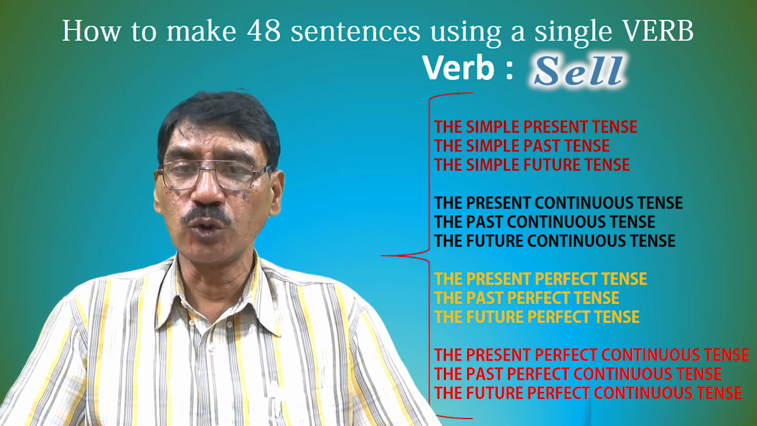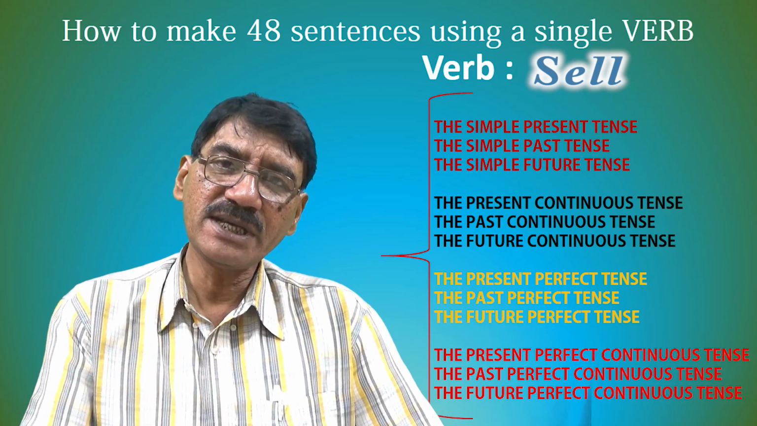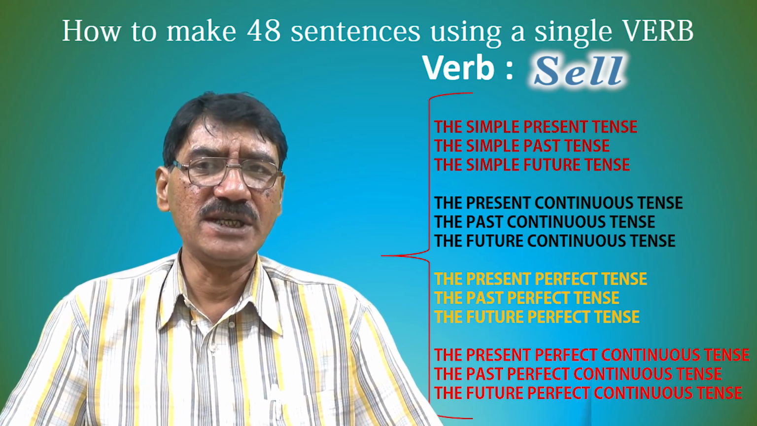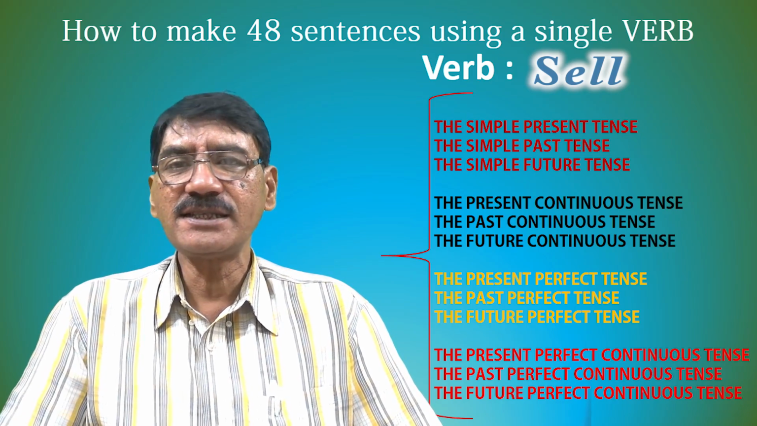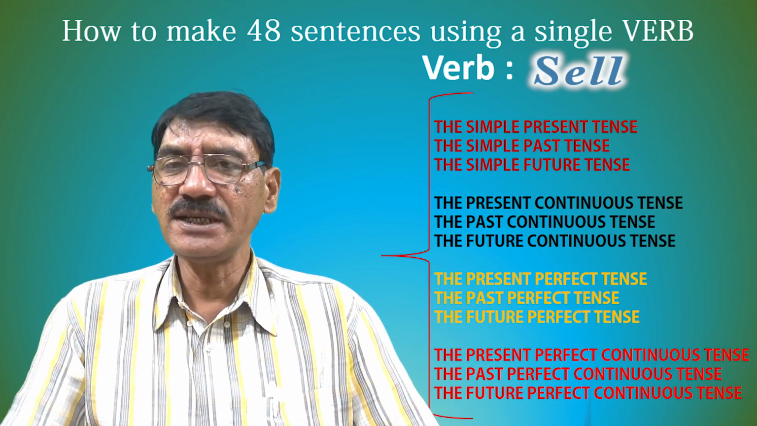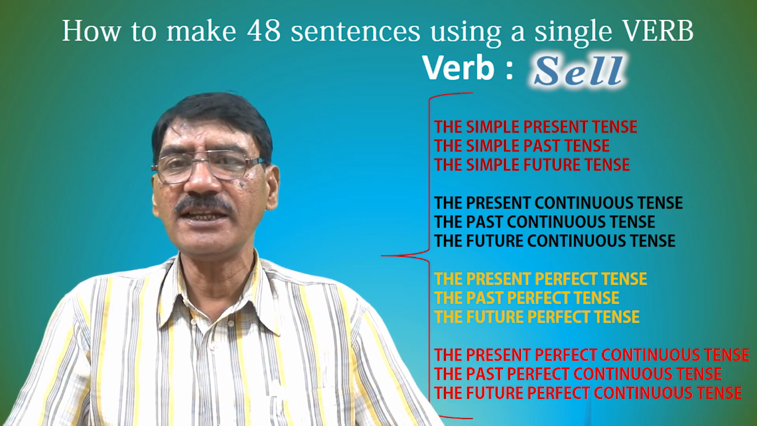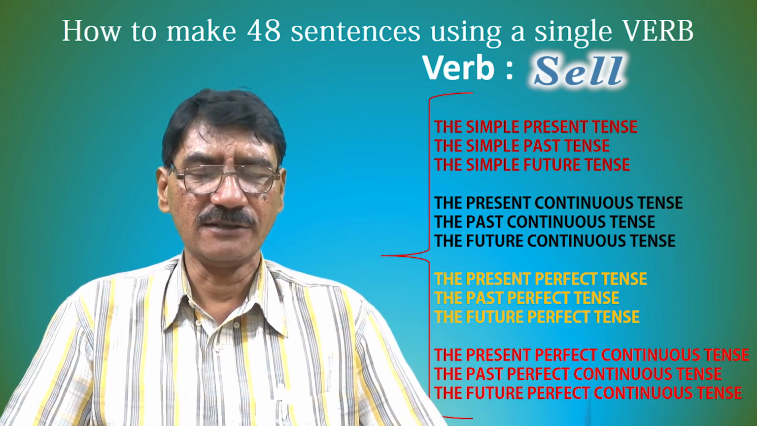Will he have sold books? Won't he have sold books? He has been selling books. He hasn't been selling books. Has he been selling books? Hasn't he been selling books? He had been selling books. He hadn't been selling books. Had he been selling books? Hadn't he been selling books?